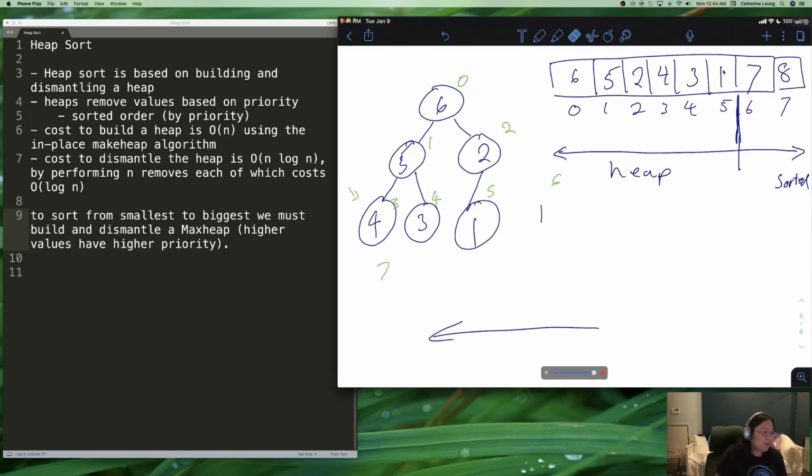And then the next number I pull off will be the 5, and it will go into this element. As I destroy my heap, I release space that I need for the sorted array in the back. That's how this works. Okay. So that's pretty much it. So if you keep doing this over and over, you will end up with a sorted array. That's heap sort. Okay. And that's everything. Thanks, everyone.